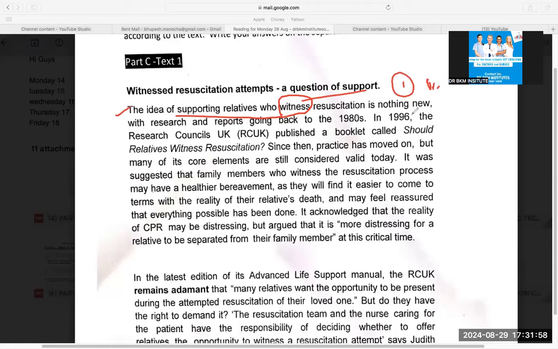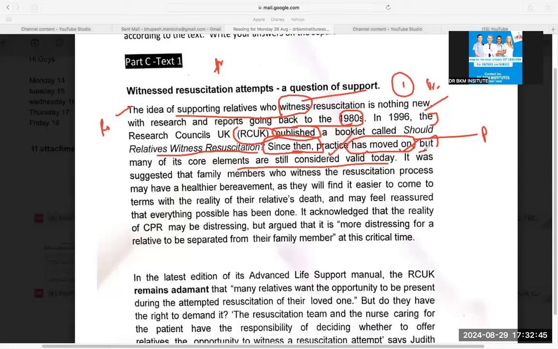The idea of supporting relatives who witness is nothing new, and reports go back to the 1980s. Now they are going in the past. In 1996, the Research Council UK, RCUK, published a booklet called Should Relatives Witness Resuscitation? Since then, practice has moved on, has plus third form, now they have come in the present again. Published, second form, that was the past line. But many of its core elements are still considered valid today. So whatever there was in the past, they are still valid, means resuscitation facts or protocols have not been changed.